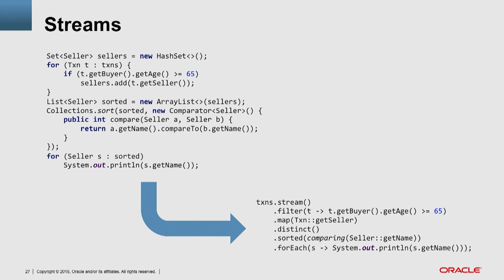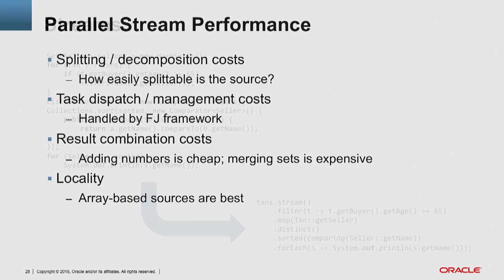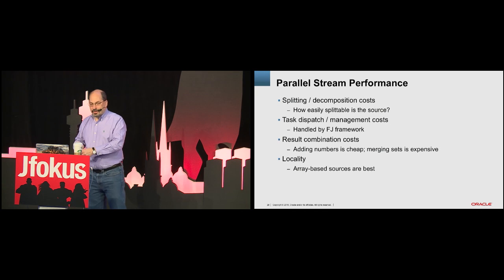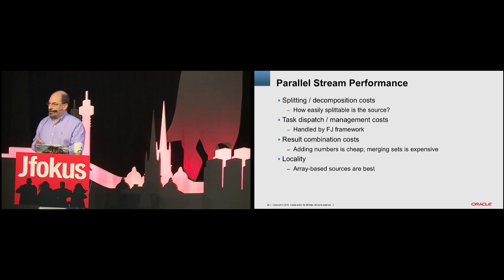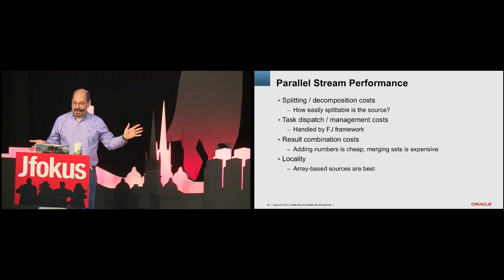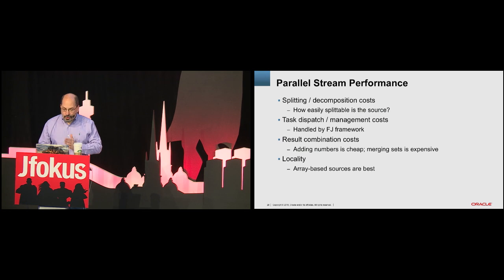OK, so how do we know whether parallelism is going to give us a benefit or not without actually running and measuring it? Well, we could look at the characteristics of our problem, and we can spot the sources where we might lose. Those sources involve splitting costs, combination costs, and locality. The task management cost is handled by ForkJoin. We don't have a lot of control over that, but we do have control over the other things.